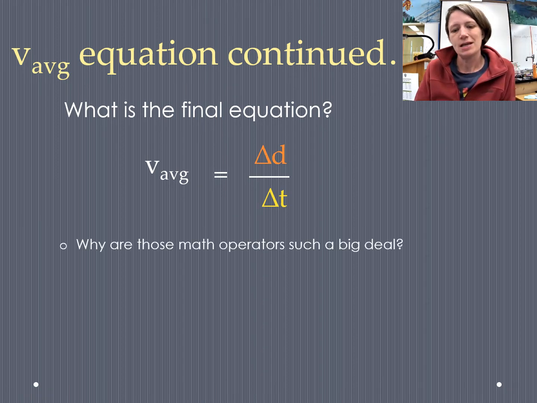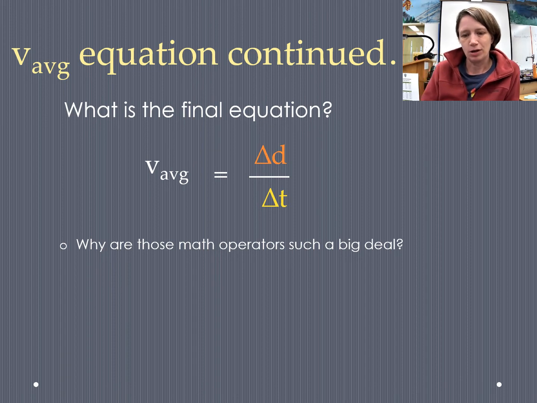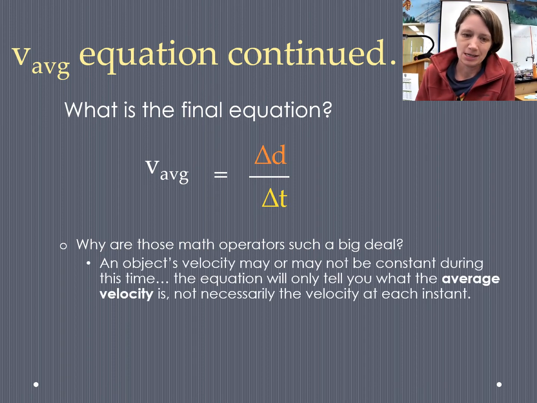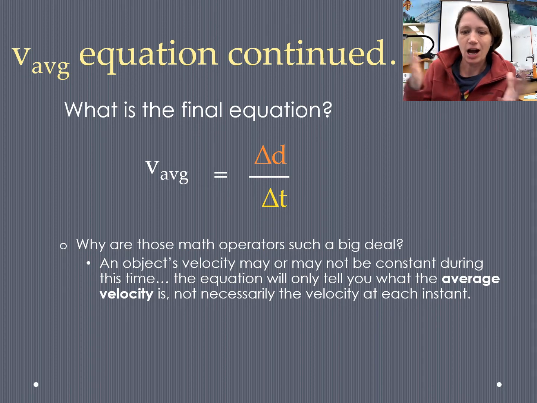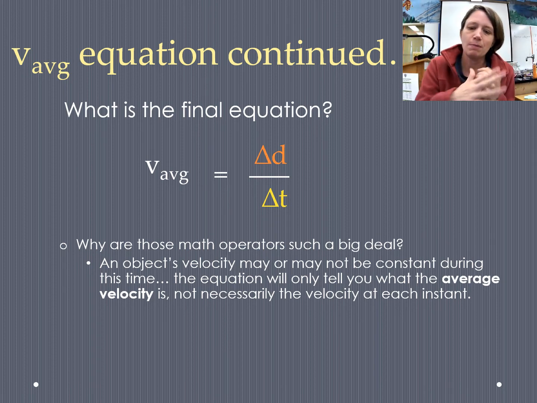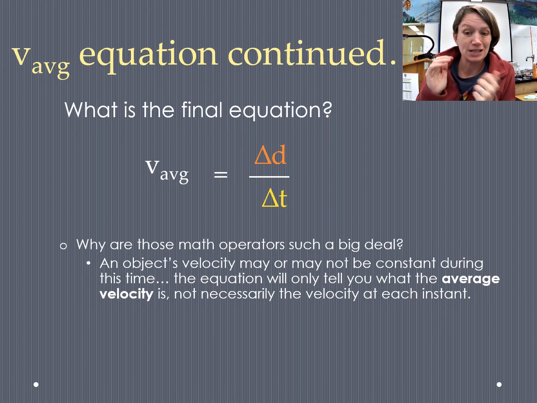One little note about this. Why are these math operators such a big deal? Why do I bother having that word average or the deltas in? Well, because objects don't necessarily keep the same speed during their entire journey, right? If you've ever driven in a car somewhere, you know that your car speed goes up and down and changes all over the place. It's really complicated to deal with speed that's changing all the time.